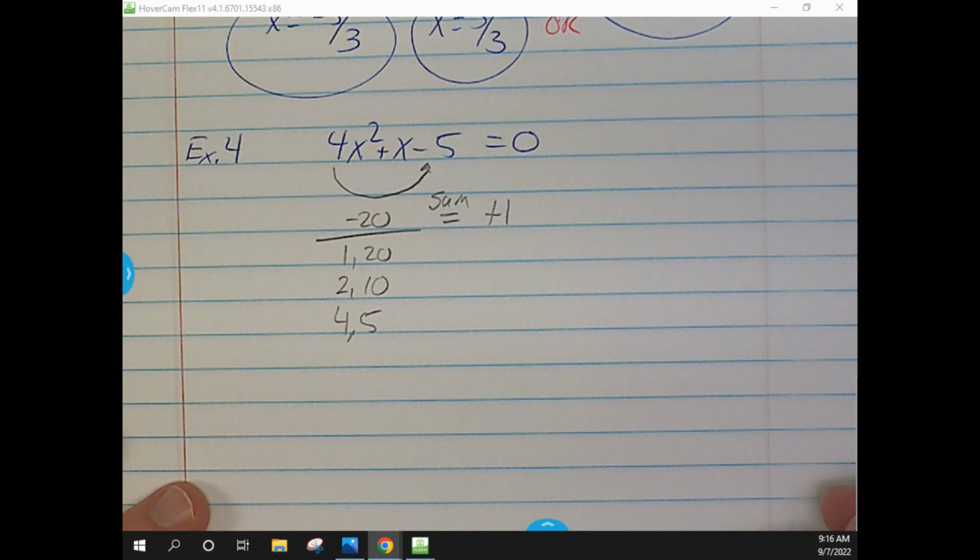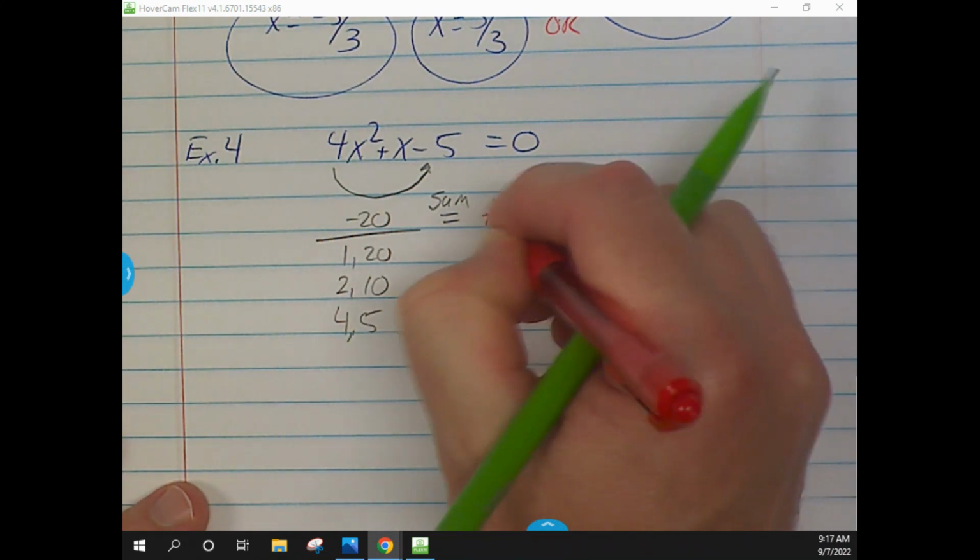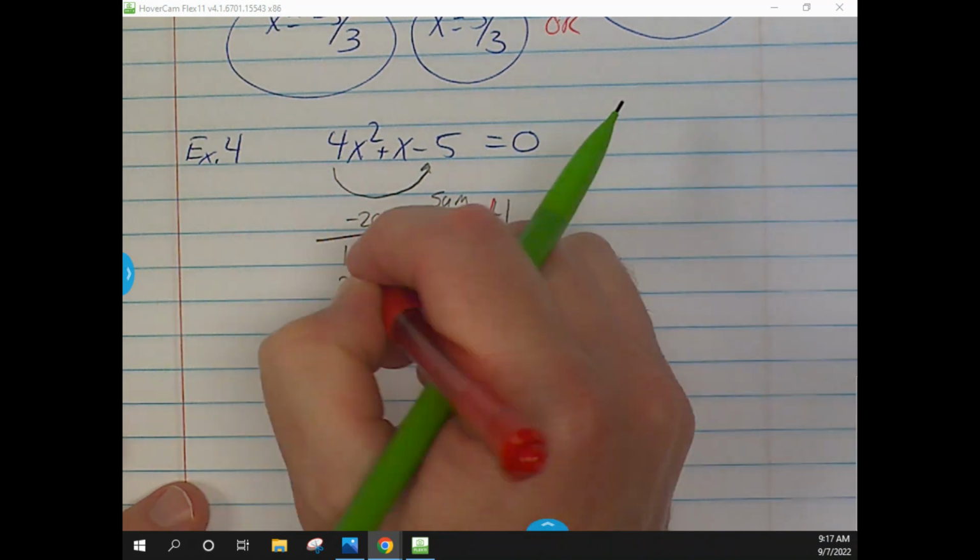Okay, Dallas, on this one, how do we know which number's positive, negative? How do we know what we're doing here? All right, and it's positive, so which number is going to be positive? There we go, bigger number's positive.